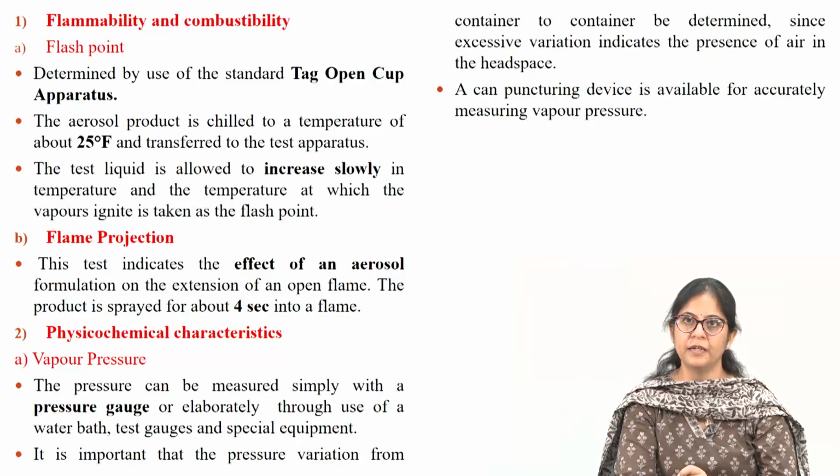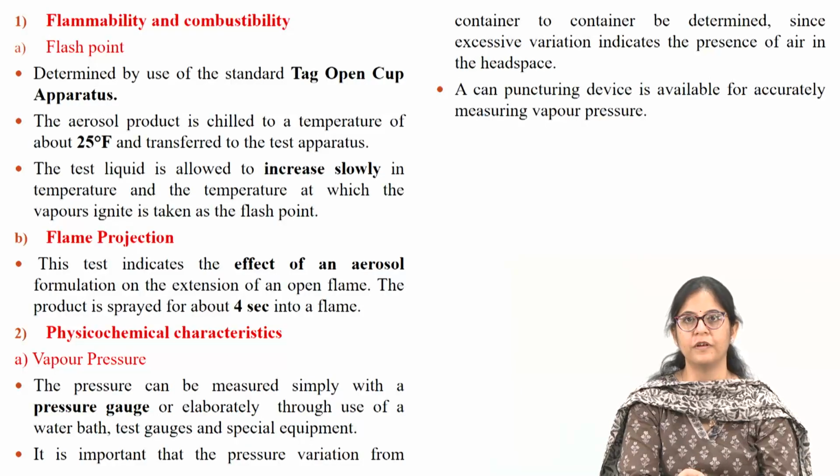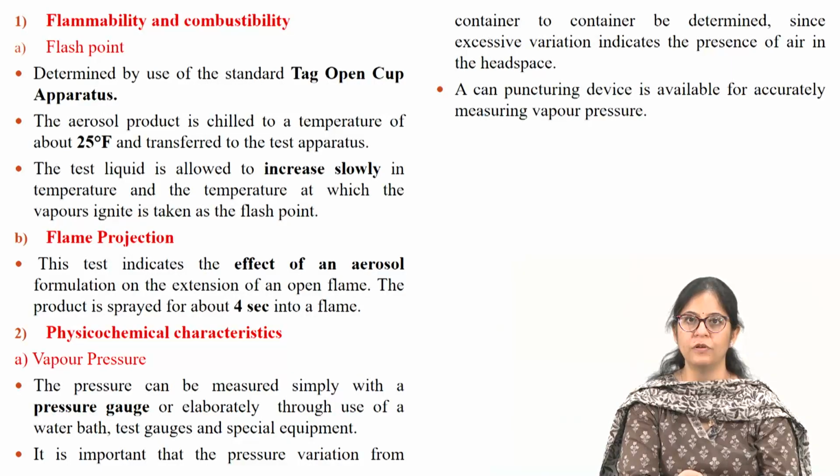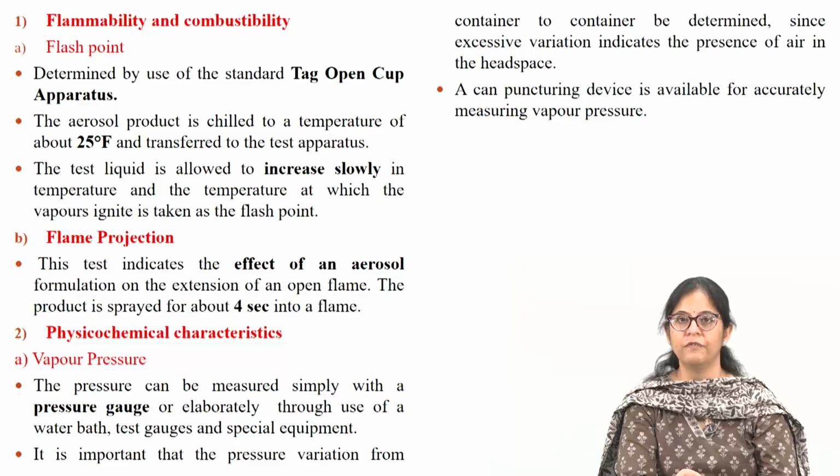Flammability and combustibility: the flash point is determined by the use of the tag open cup apparatus. The aerosol product is chilled to a temperature of 25° Fahrenheit and transferred to the test apparatus. The test liquid is allowed to increase slowly in temperature and the temperature at which the vapors ignite is taken as the flash point.